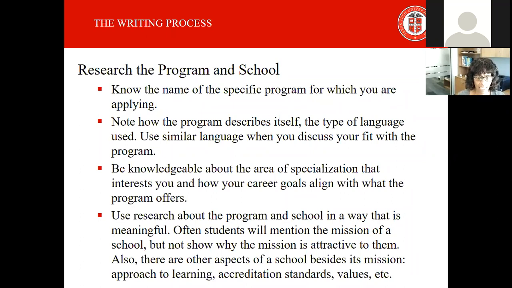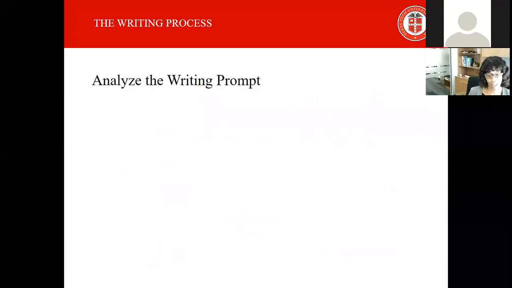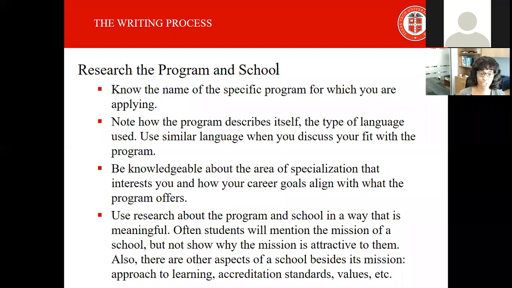Something else that you also want to keep in mind is that there are other aspects of a school besides its mission. Once you get into your research, you may notice some other things that stand out to you that make the program or school really attractive to you, like their approach to learning, their accreditation standards, their values, things like that. So when you're thinking about research, think about how to use it about the program and school in a meaningful way.